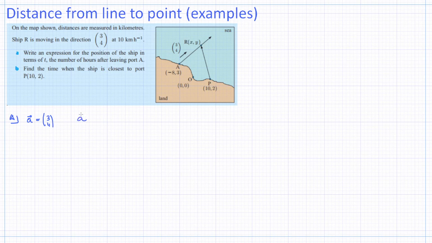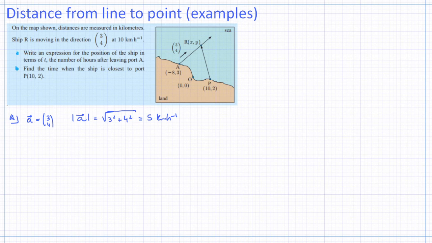And if I take the magnitude of this vector, so if I was moving at this rate, following this direction vector, I would have a magnitude of root of 3 squared plus 4 squared. This is a Pythagorean triple, so it's fairly simple to see that this is 5. Right now, since this is 5, this would be 5 kilometers per hour. That would be the speed at which my ship would be sailing if it was following exactly this vector.